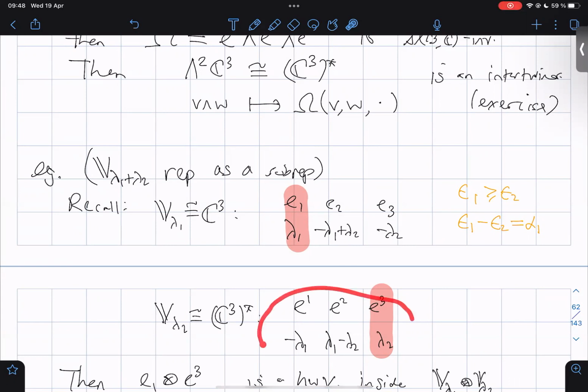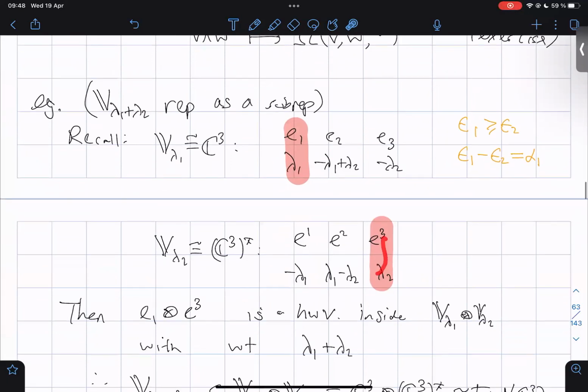These weights are the negatives of these weights. So if this is going to be the highest, its negative is going to be low, right? This is the lowest over here. Its negative is going to be high. So this is highest. Now I take the tensor product. Inside the tensor product, I start taking tensors between these and these. But the highest is just the highest from here and the highest from there, tensored. The weights are going to add.